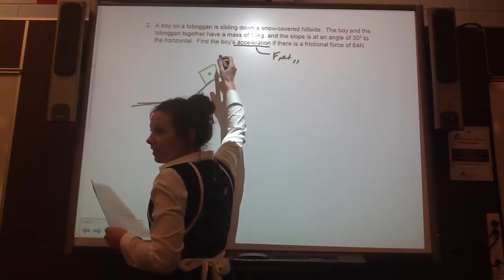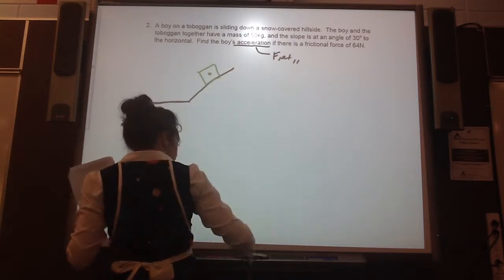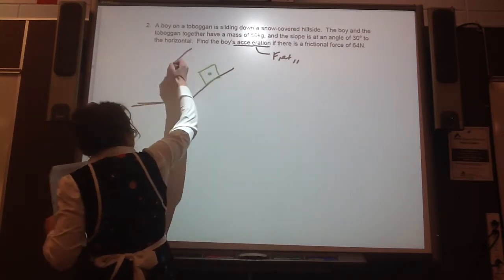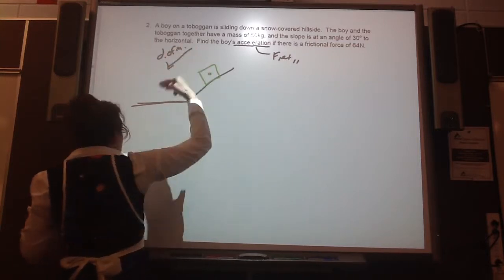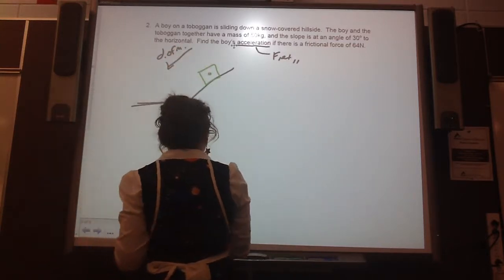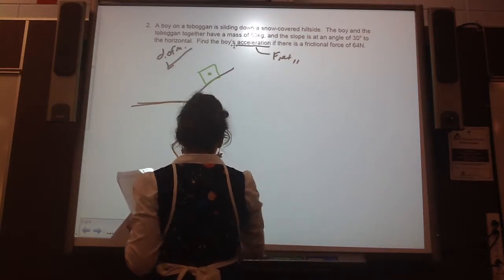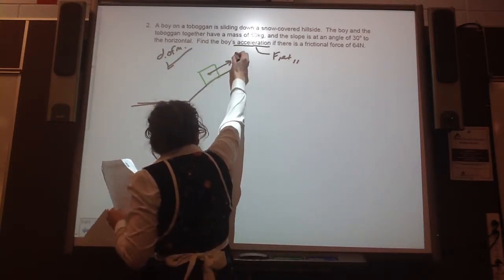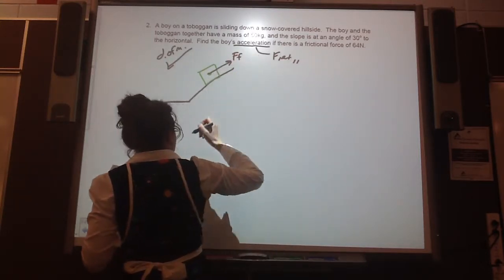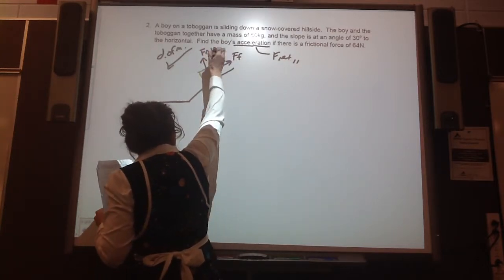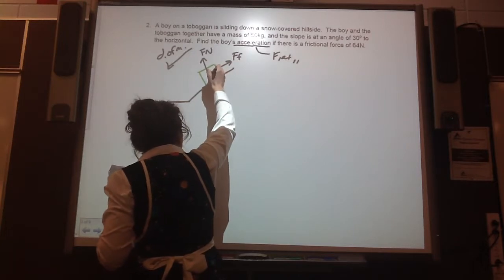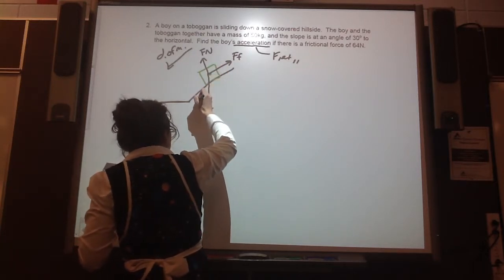I can handle it. Okay, so let's write in our direction of motion. So this is falling down, or sliding down. So if our direction of motion is going that way, then our FF needs to be in the opposing direction. We also have our FN is perpendicular to the surface. And then FG goes directly down.